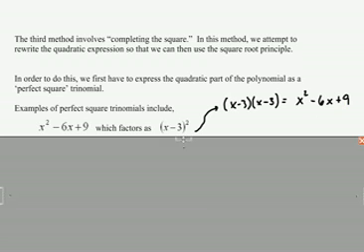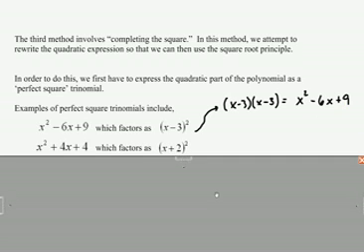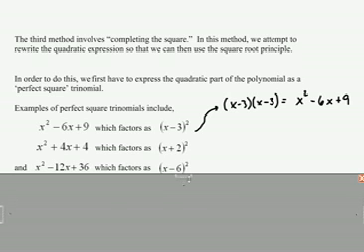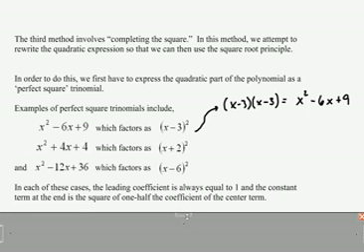So you see, other perfect squares: x squared plus 4x plus 4 factors as x plus 2 squared, and x squared minus 12x plus 36 equals x minus 6 squared. So you might be asking yourself, how could I possibly recognize this situation? Well, it turns out that it's very, very easy.